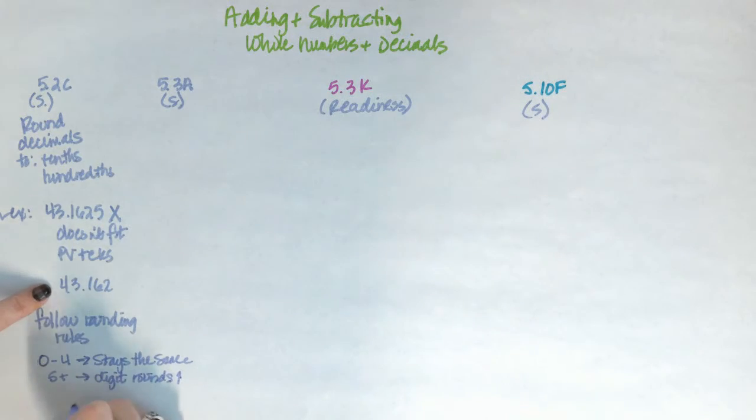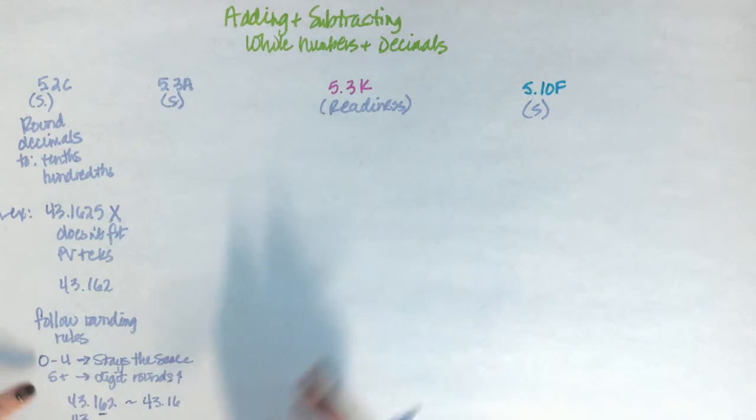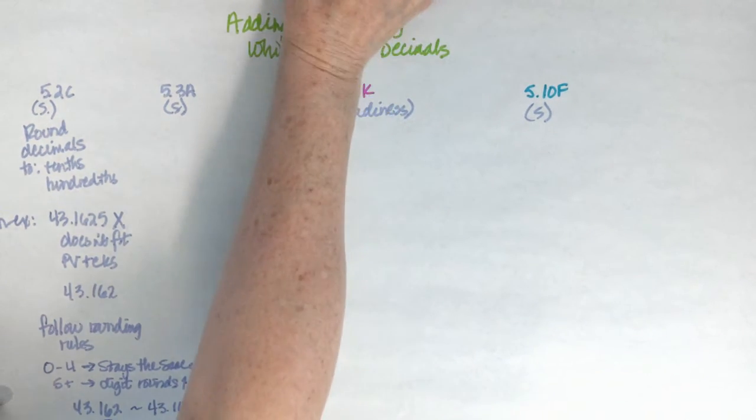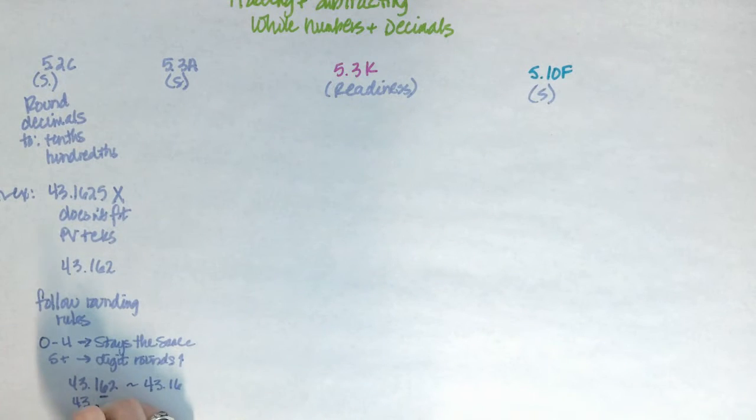So if I was going to round 43 and 162 thousandths to the hundredths place, I would look at the thousandths place, and because it's 0 to 4, the hundredths place stays the same. So it's approximately 43 and 16 hundredths. If I was going to round it to the tenths place, push that so you can see it a little bit more.